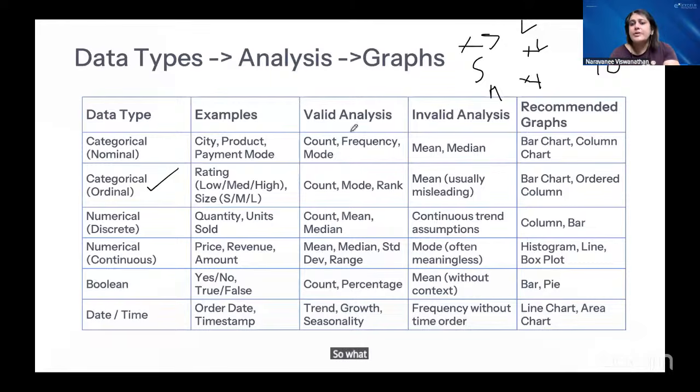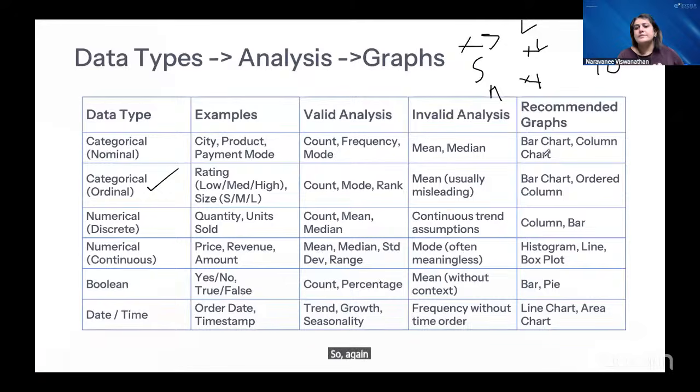So what happens when you have this kind of data? You can see that I can also do a ranking here. I can do a counting, I can do a mode, I can do a ranking, but I cannot do an average, right? For example, based on the sizes which are available, can I find the average size? No, right? I can only find which size is most bought. Am I making sense, everyone?